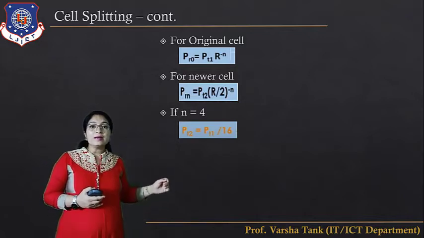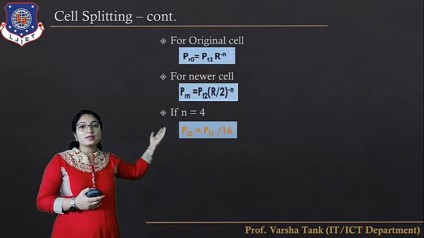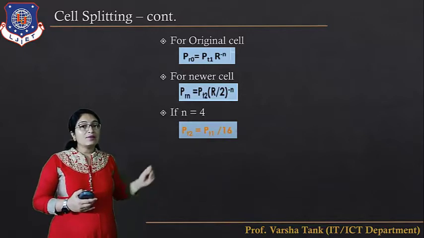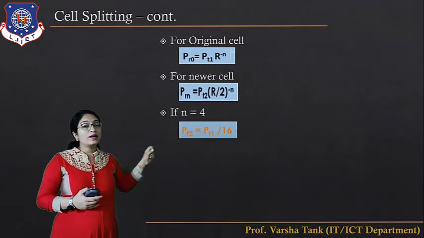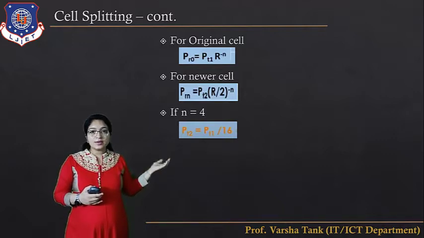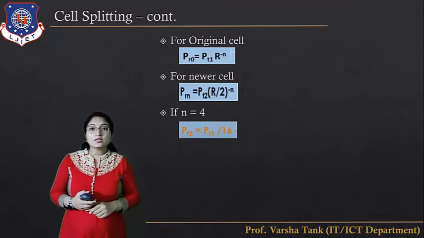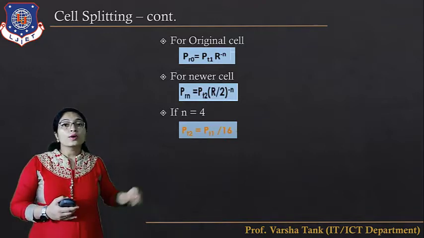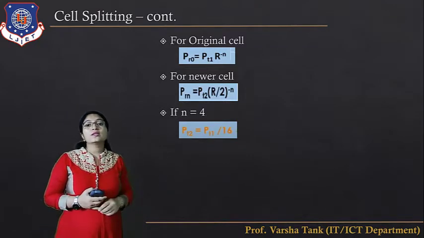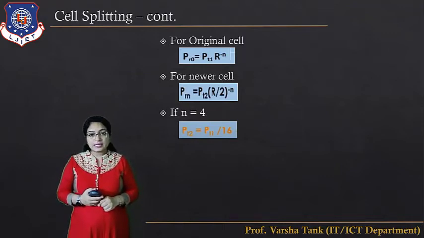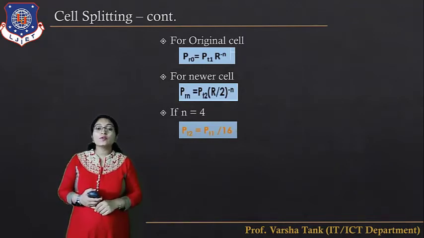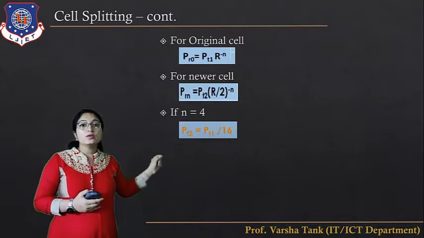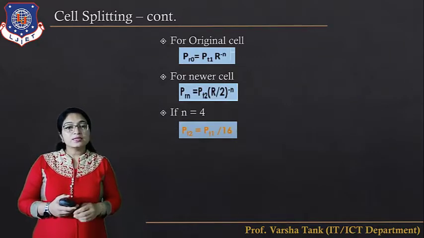Why is this 16 there? When you put the values in this formula, R divided by 2, that means we are decreasing the radius, and the path loss exponent N in the cellular concept is equal to 4. So when you put this in, 2 raised to 4 is 16. If you put the value of the path loss exponent, you get 16, so PT2 is equal to PT1 divided by 16.